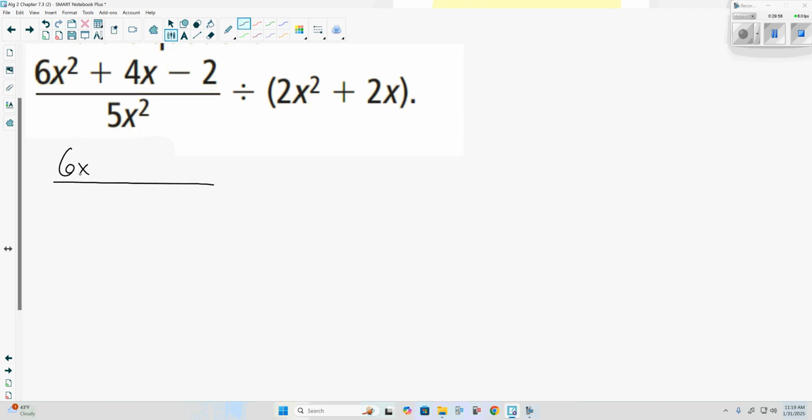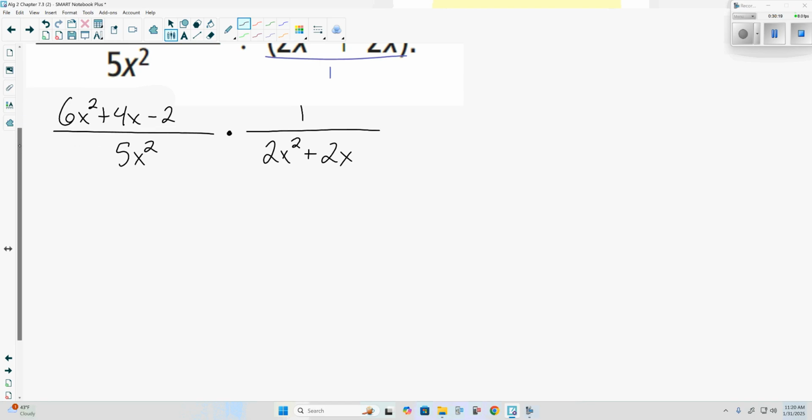Keep the first one the same. Change it from division to multiplication. And we're going to flip the second. So now the numerator is 1. And the denominator becomes our 2x squared plus 2x. Five x squared, single term, it's as simplified as it gets. I mean, we can't also do anything with 1. That's as far as it goes.